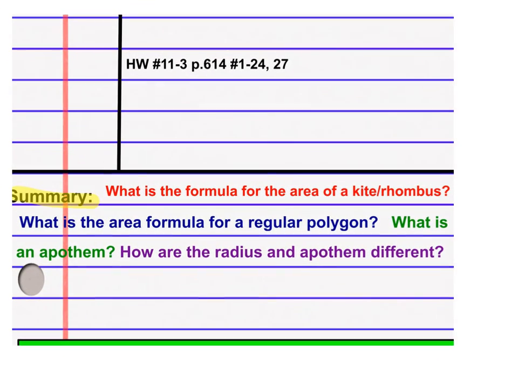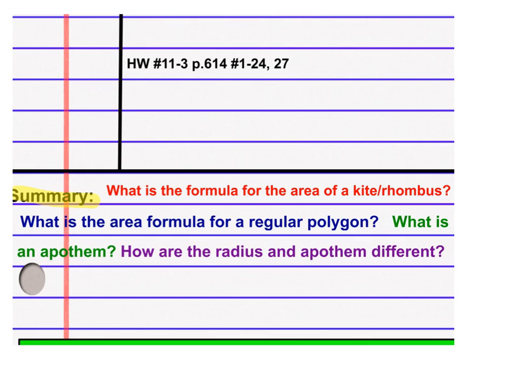Okay, so homework 11.3 will be on big ideas. The summary: what is the formula for the area of a kite and a rhombus? They have the same formula. What is the area formula for a regular polygon? What is an apothem? And I really want to make sure that people understand the difference between a radius and an apothem. They're both line segments that go from the center to the outside of an inscribed polygon, but how can you tell which line segment is the radius versus the apothem?